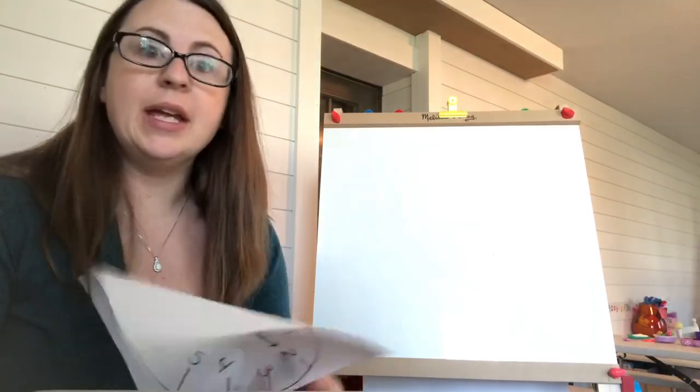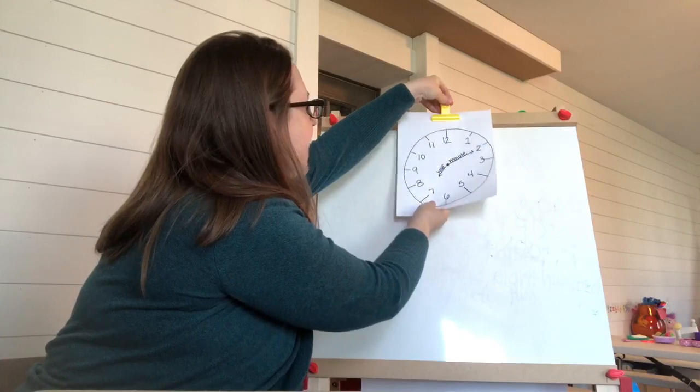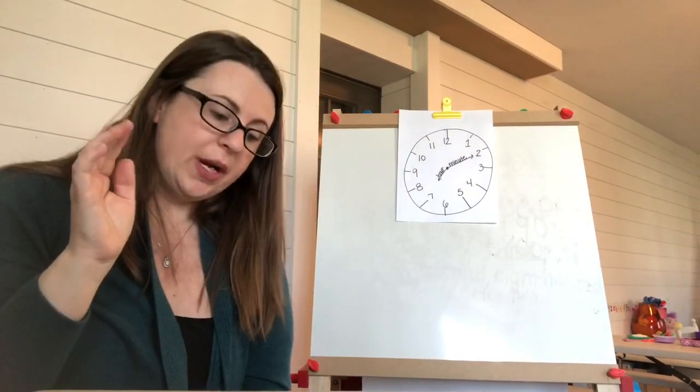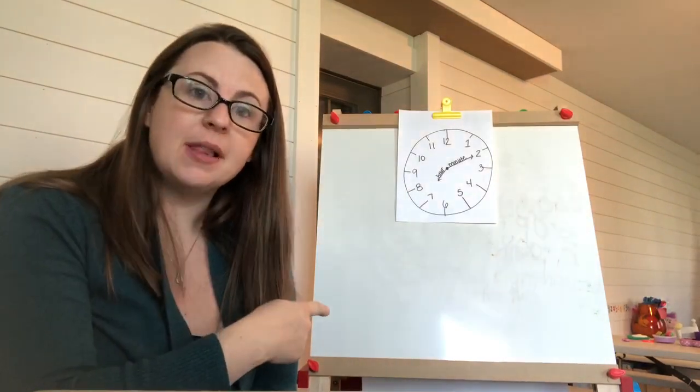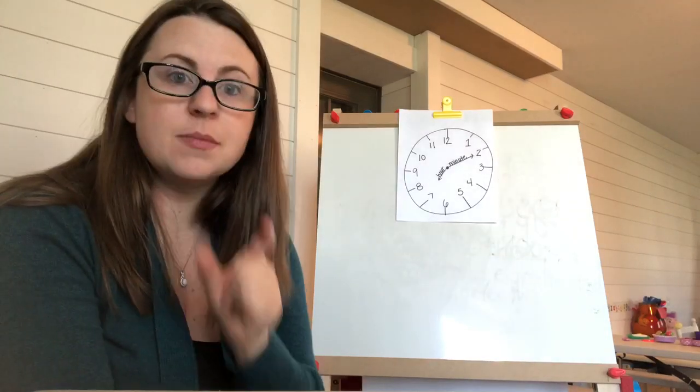Page 27 is talking about time, and I wanted to do a refresher on that. So I'm looking at number 1 on page 27, and it's asking you to find out what time it would be 25 minutes after the time on the clock. I want to refresh you on the hour hand and the minute hand. Remember, the hour hand is the small hand.